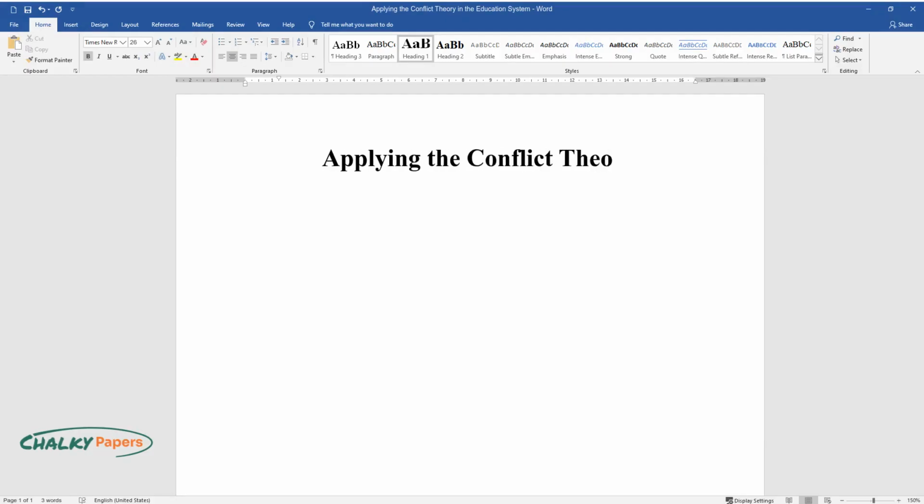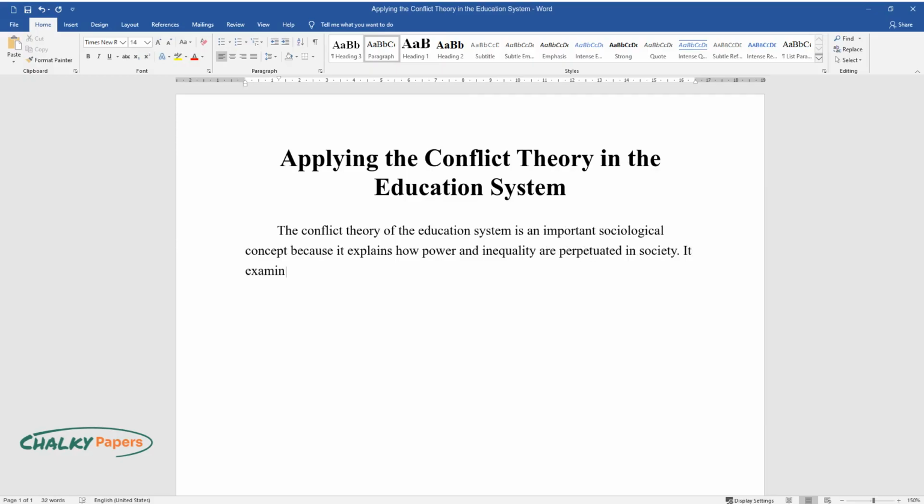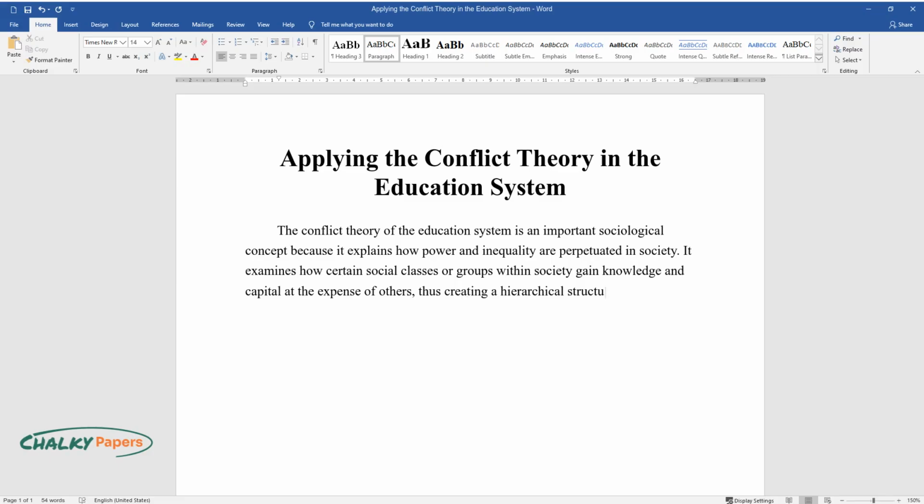Applying the conflict theory in the education system. The conflict theory of the education system is an important sociological concept because it explains how power and inequality are perpetuated in society. It examines how certain social classes or groups within society gain knowledge and capital at the expense of others, thus creating a hierarchical structure.